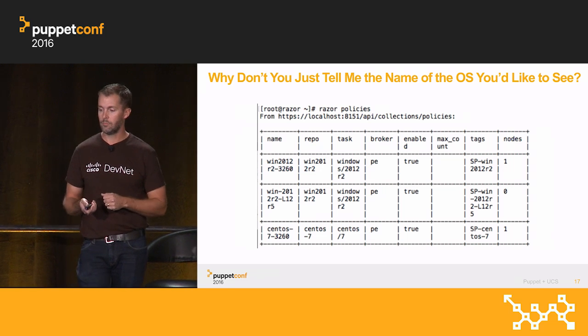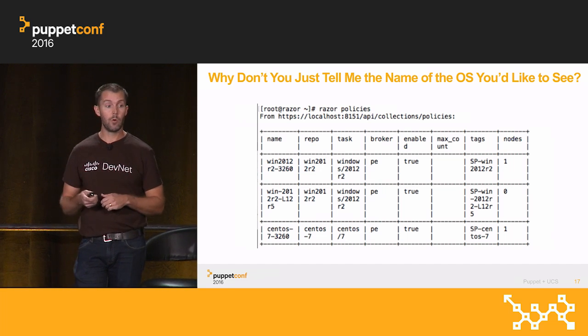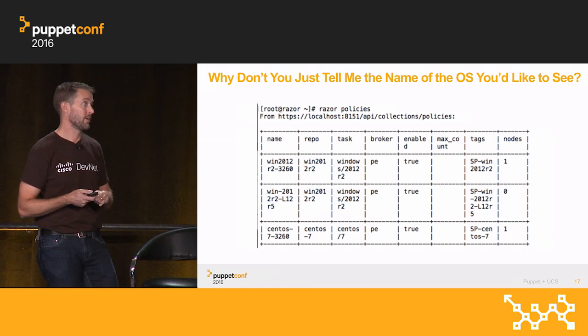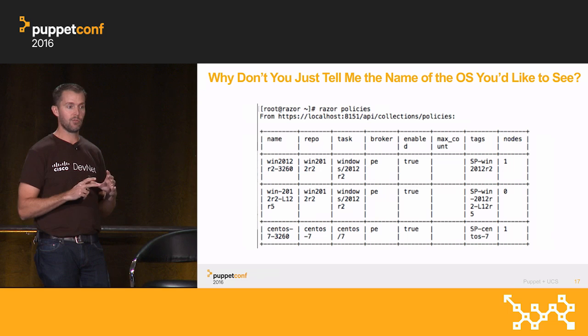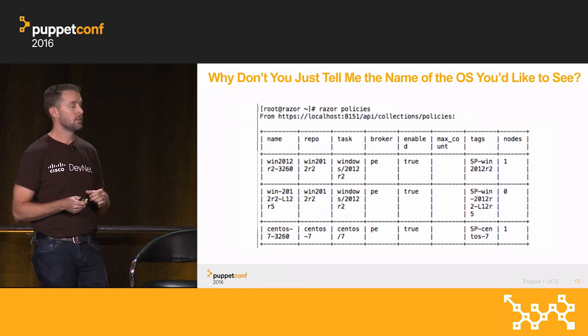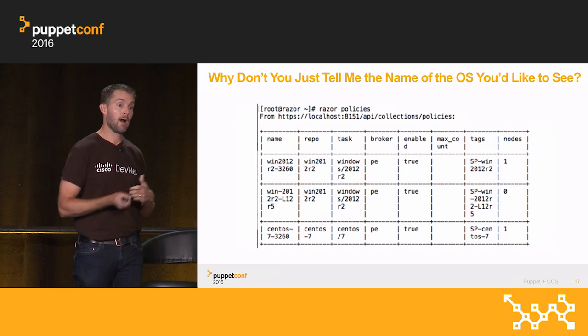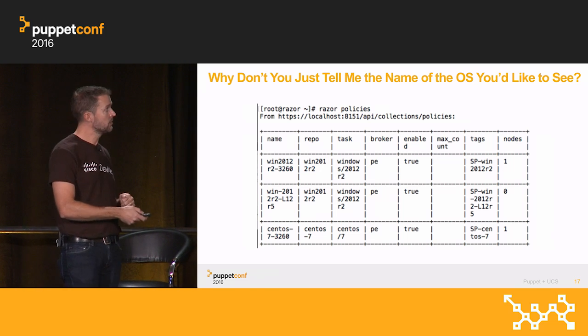And what the folks at Puppet have done with Razor and UCS is really tried to simplify that, where you just give it the name. Have something meaningful in terms of that role that you're deploying. Which OS do you want deployed? Get that information from a service profile and then apply it in a Razor policy.